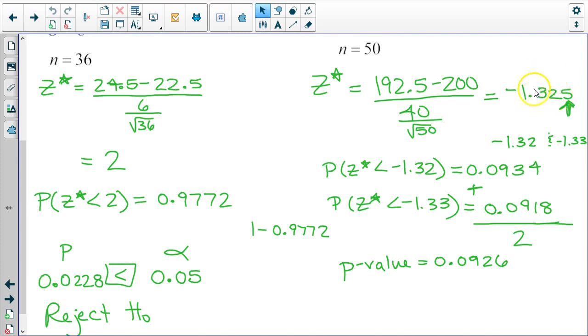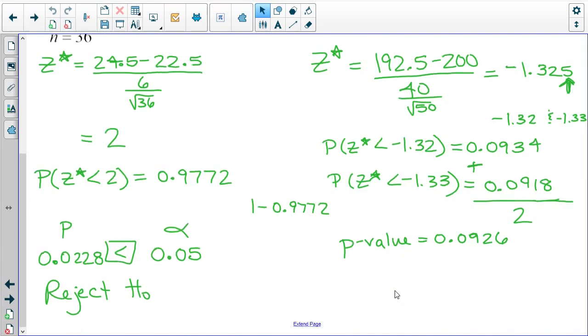Exactly. Halfway in between, because the 5 means it's perfectly halfway between negative 1.32 and negative 1.33. So you find the two probabilities on your z-table, add them together, and then divide by 2, and this is what you get. So add that plus that, then divide by 2, and that's your p-value. Okay? And then I obviously didn't state whether or not you reject the null or fail to reject the null. Okay? The null. You know what I meant.